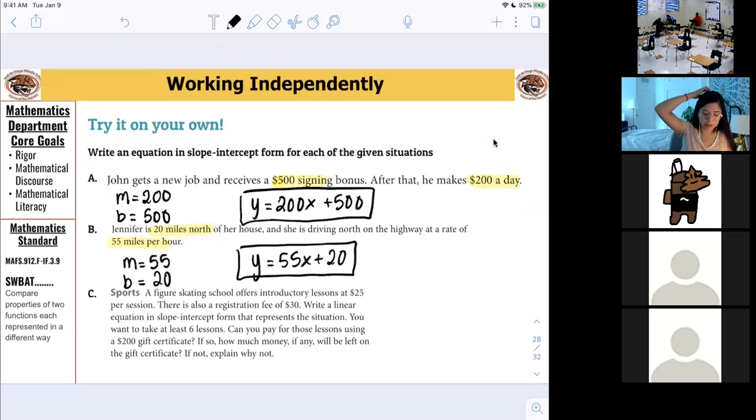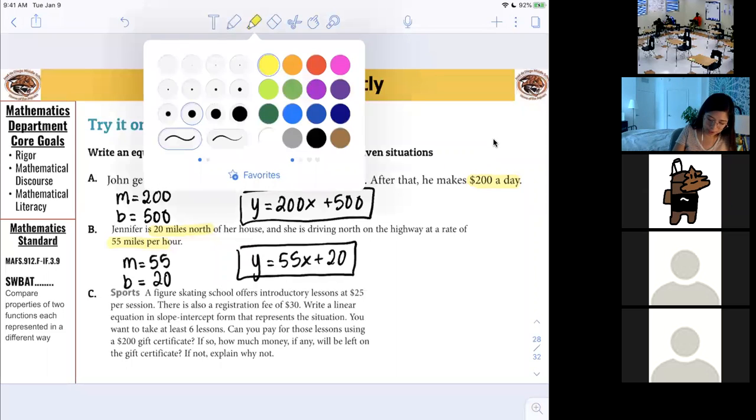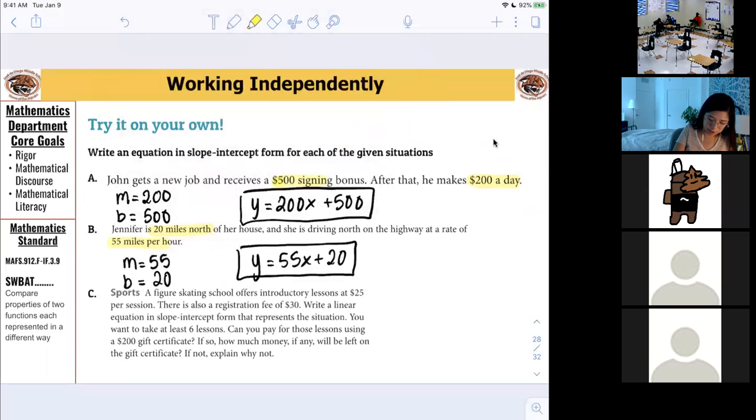You want to take at least 6 lessons. Can you pay for those lessons using the $200 certificate? If so, how much money, if any, will be left on the gift certificate? If not, explain why not. So there's kind of a lot going on here, right? But before we get into it, let's just start by, I'm going to highlight all the numbers I see. So I see $25 per session, registration fee of $30, 6 lessons, $200 gift certificate.